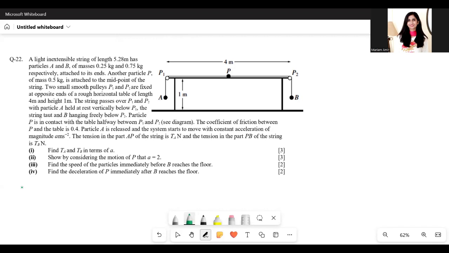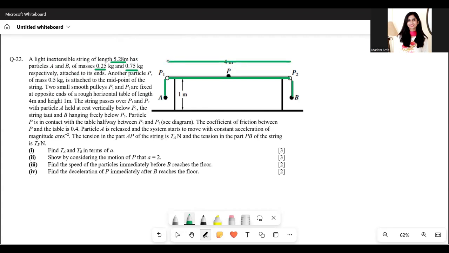Question number 22, worksheet connected particles. A light inextensible string of length 5.28 meters has particles A and B of mass 0.25 and 0.75 kg respectively attached to its ends. First things first, they're saying that the length of this string is 5.28 and this length is 4 meters.